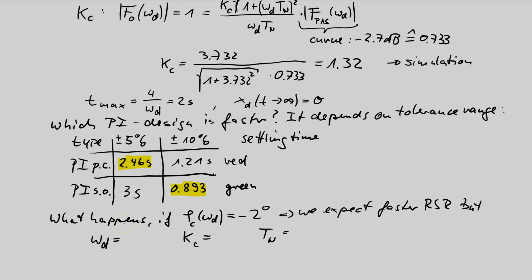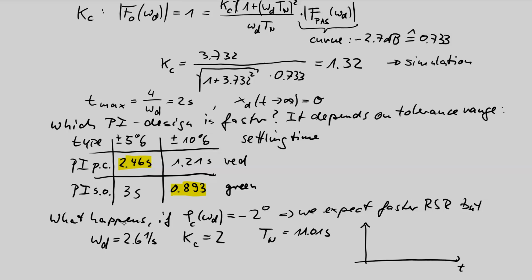The resulting values, if I calculate with 2 degrees, are very near to the P controller. Kc is also near to the P controller, and Tn is rather large, 11.01 seconds. So we have here P controller values. If this goes to 0, we reach P controller behavior and very large time constants. You should see this in my simulation, or I make a sketch of what I expect.